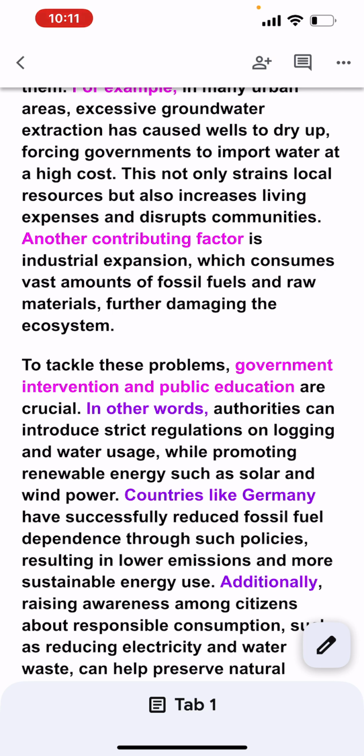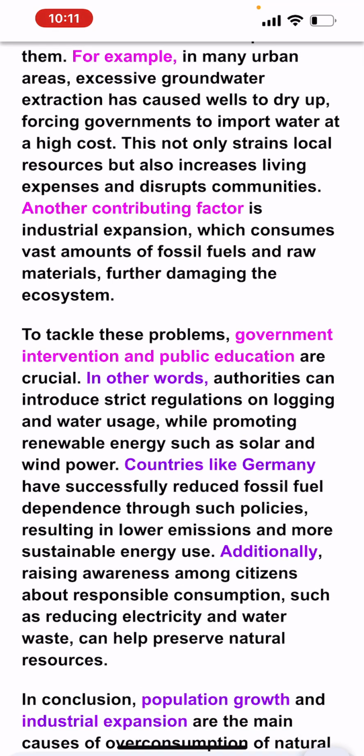So now I am giving an example that countries like Germany have successfully reduced fossil fuel dependence through such policies, resulting in lower emissions and more sustainable energy use. So that means in Germany this problem has already been solved because of this solution. So I'm strengthening my viewpoint.